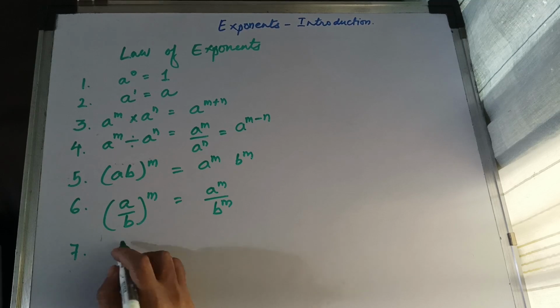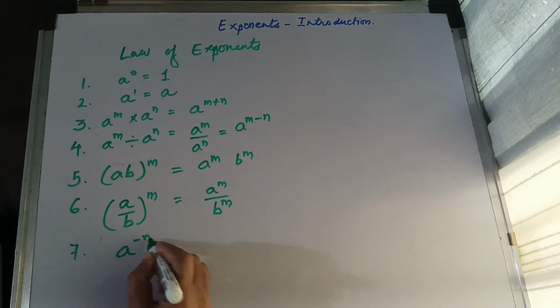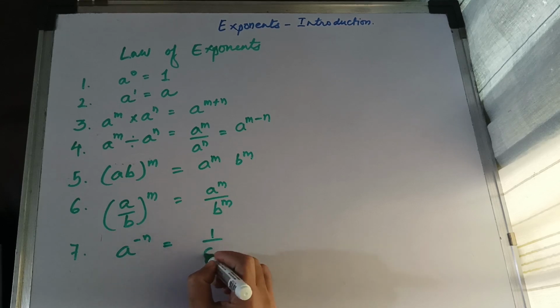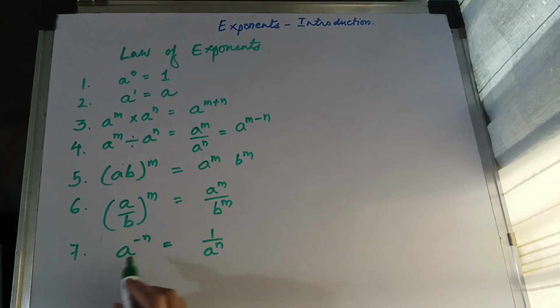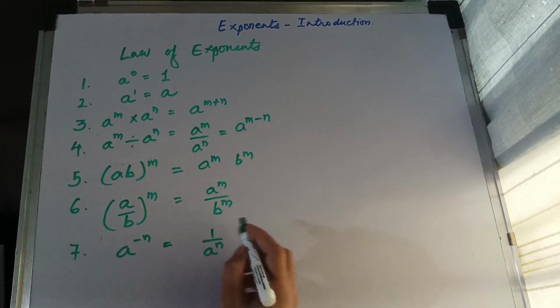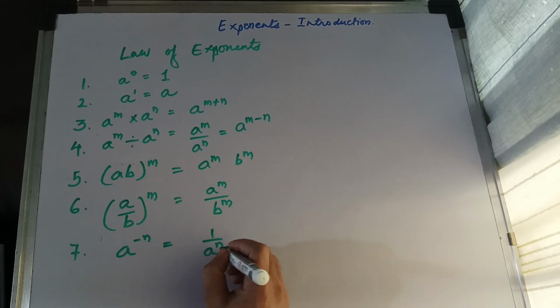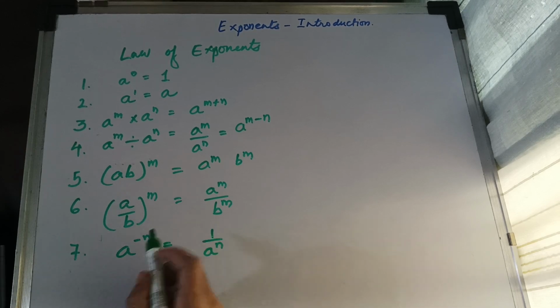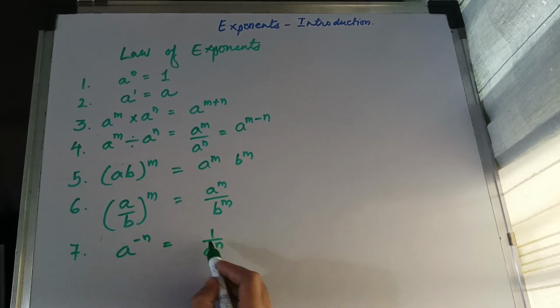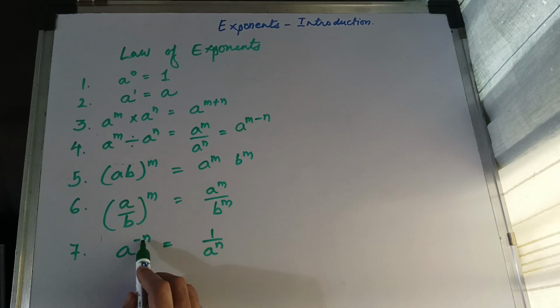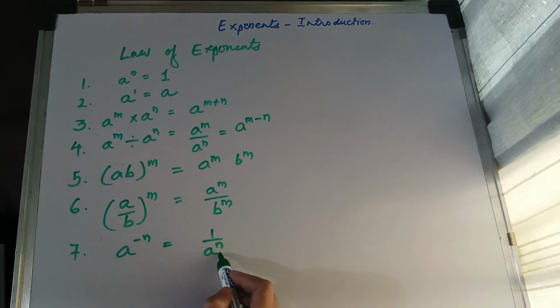7. And now this one is very useful. A raised to minus n will be equal to 1 upon a raised to n. This one is used quite a lot, and it is very essential that we learn this. So what happens is, if you have a negative power, we can write this as positive power. This number will simply go in the denominator. So if we have a raised to minus n, it will become 1 upon a raised to n.